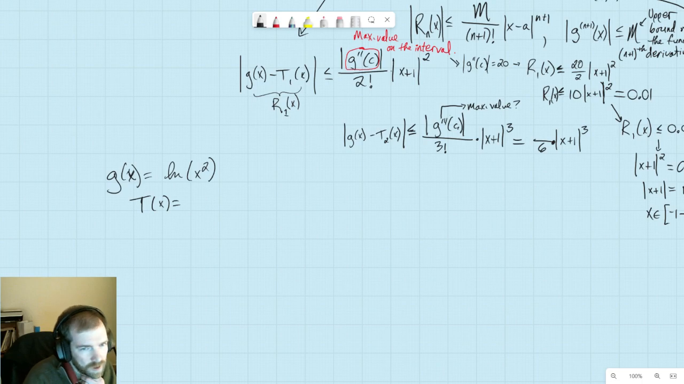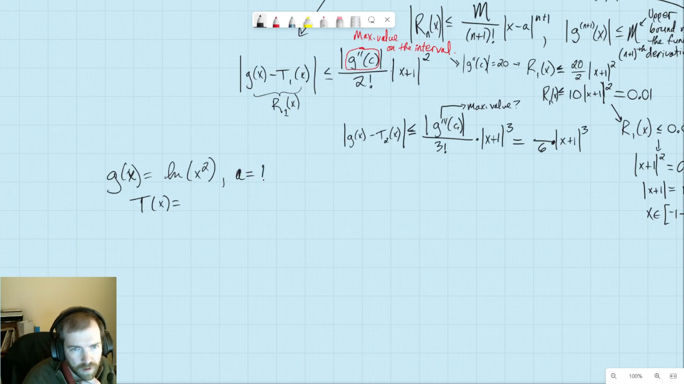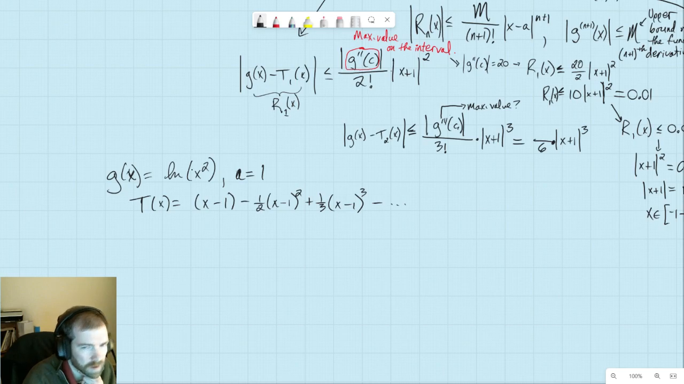So T of x is equal to, right, a here is going to be equal to 1, so we don't want to get too close. Normally it says x minus 1 minus a half x minus 1 squared plus 1/3 x minus 1 cubed minus, and then dot dot dot. This just keeps going on. Now in this particular case, we've got x squared, which is our variable term. So all of our x's now become x squareds.